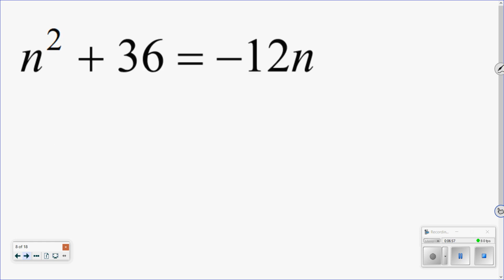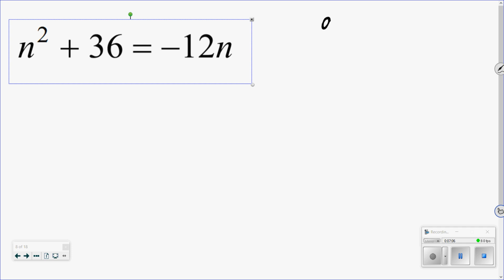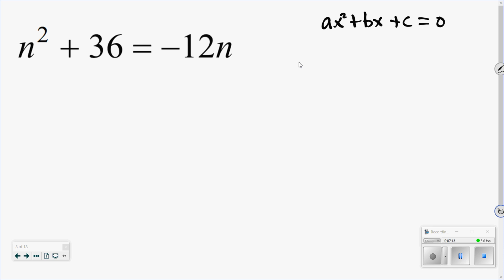I'm going to skip past that one. Sometimes equations are not in standard form. So if you look at this one, it does not look like standard form. Remember, standard form looks like this: the x squared term comes first, x term second, constant third. And I want it equal to 0. So I'm going to take this 12n, minus 12n, and move it over to that side. When I do that, it changes sign. So I have n squared, when I move the 12n over, put it in the middle, it'd be a plus 12n, and I have a plus 36.